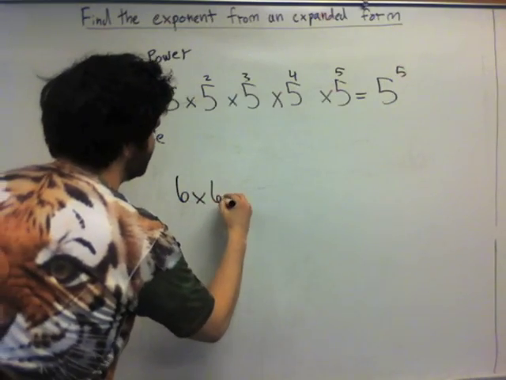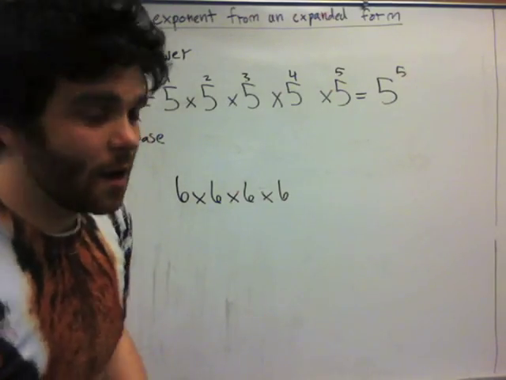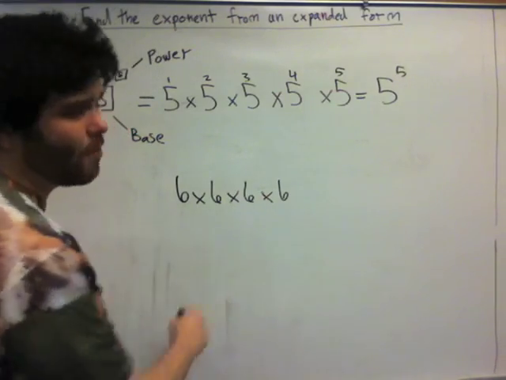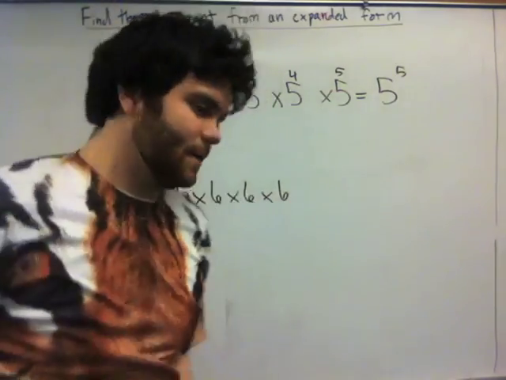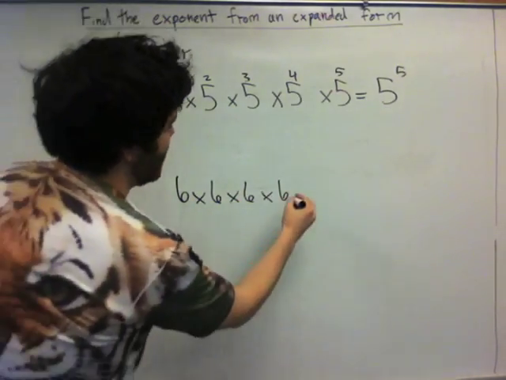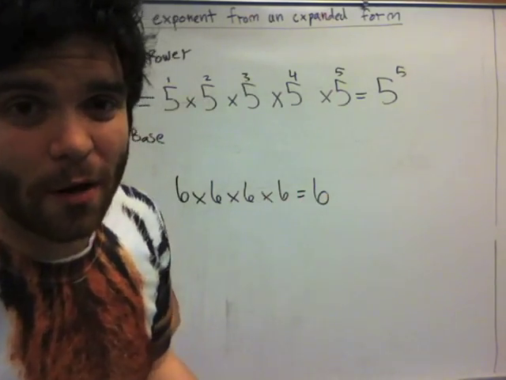6 times 6 times 6 times 6. So you've got to be thinking, the number that I'm working with now has got to be 6. It's the only number around. 6 times 6 times 6 times 6. Our base has got to be 6. It's the number that we're working with.